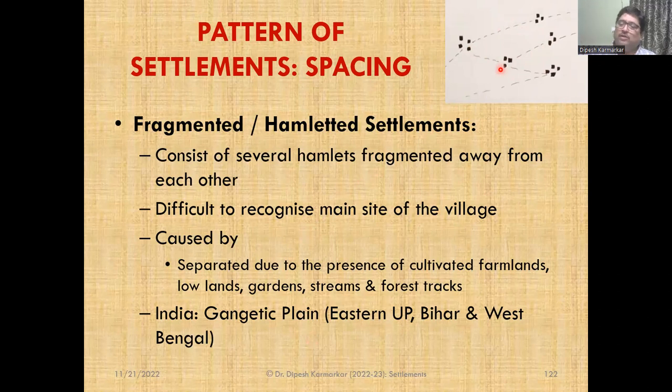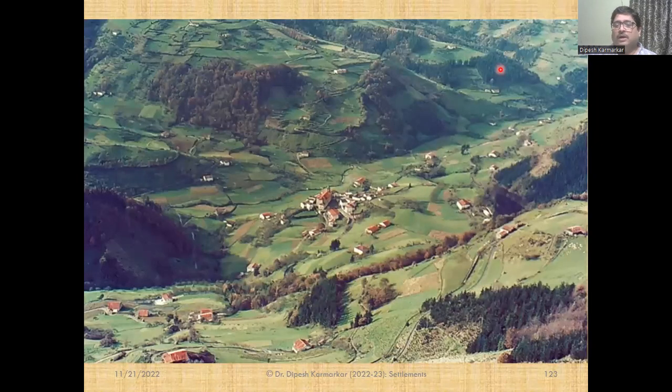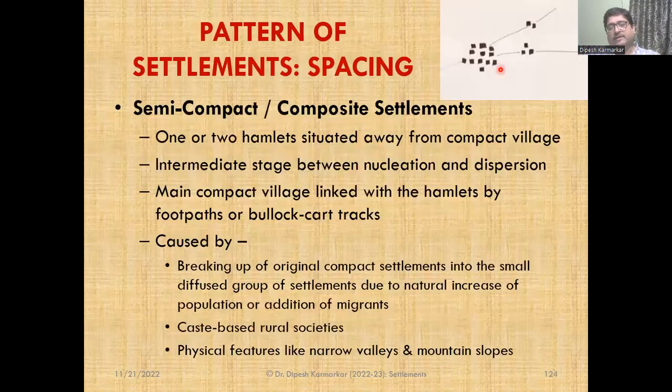Maybe based on the pattern of streams in these areas, or mainly based on the tracks or the pathways according to which the settlements have evolved. And so there is a fragmented or hamleted kind of pattern. In India, we find such pattern to a very large extent in the Gangetic Plains, especially in eastern Uttar Pradesh, Bihar, and parts of West Bengal. Again, a symbolic image to talk about the fragmented nature of settlement.